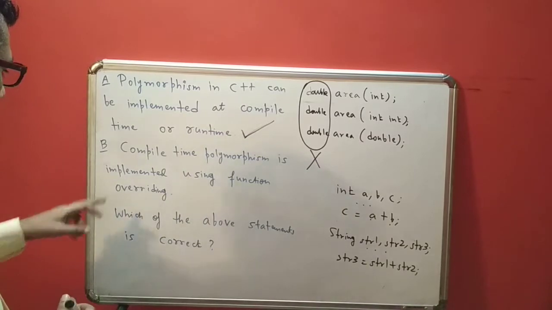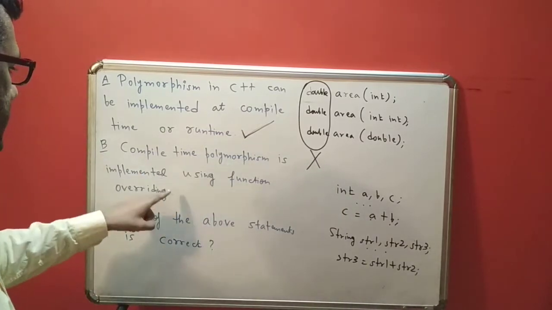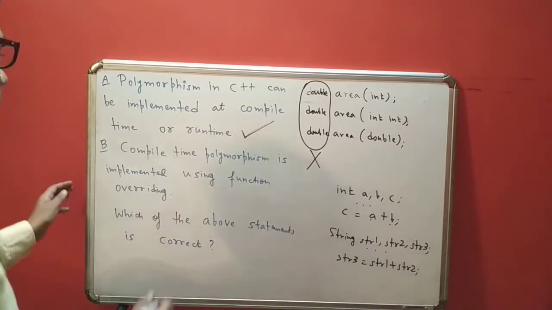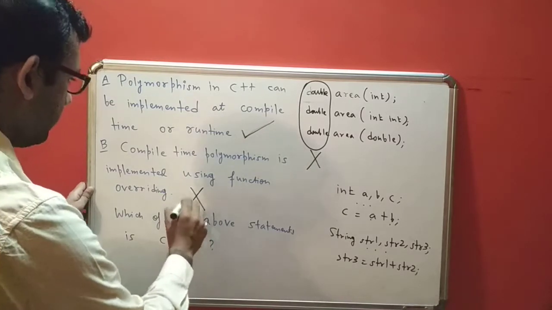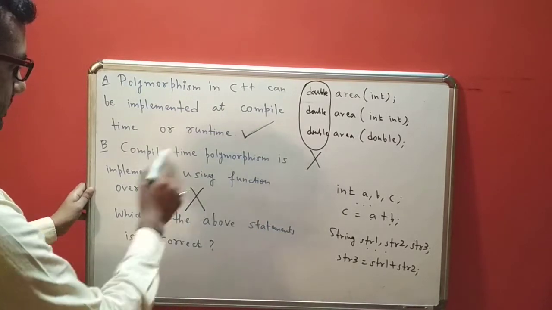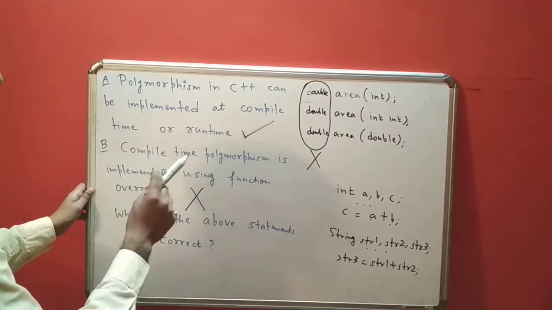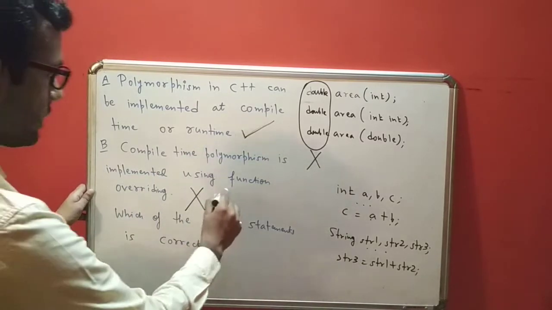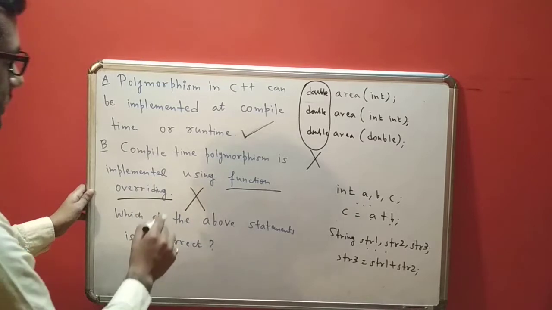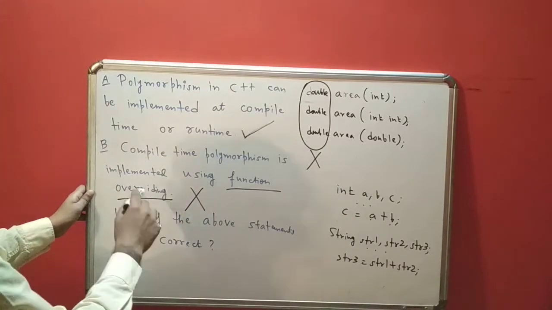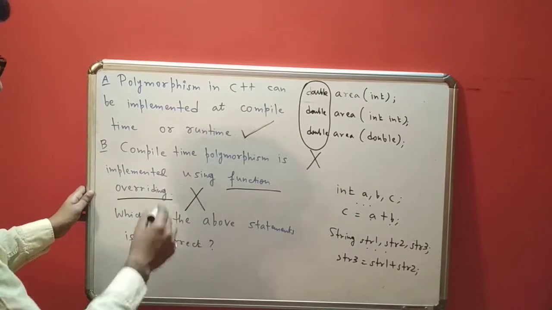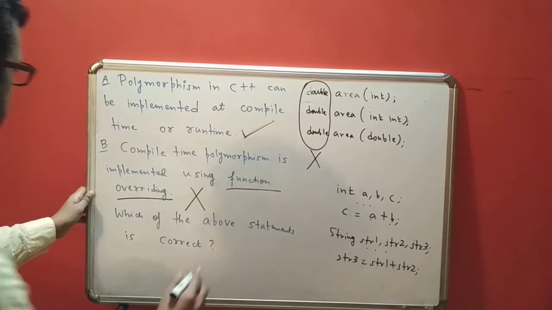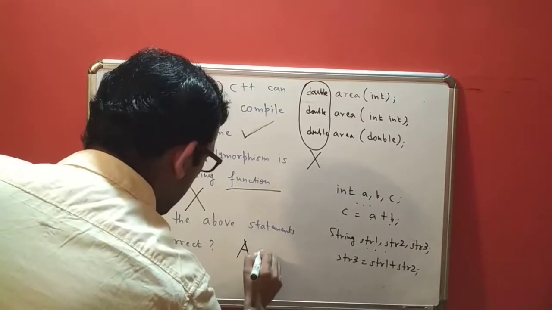Now what about the second one? Compile time polymorphism is implemented using function overriding. No. As we just saw, compile time polymorphism is implemented using either operator overloading or function overloading. Function overriding is a case of implementation of runtime polymorphism. So this statement is incorrect. So which of the above statements is correct? Statement A only.